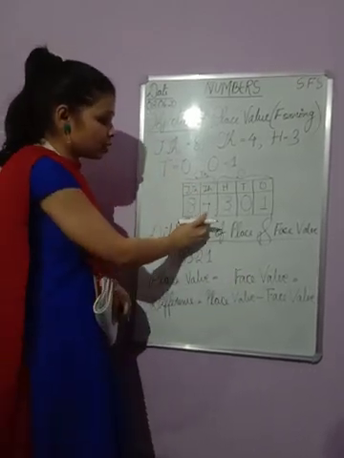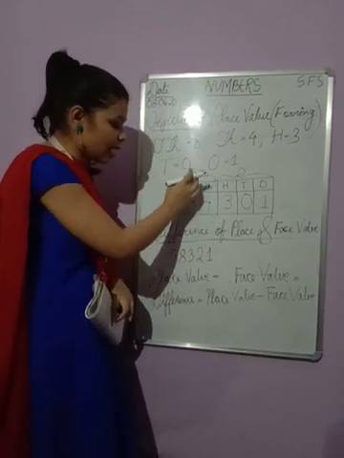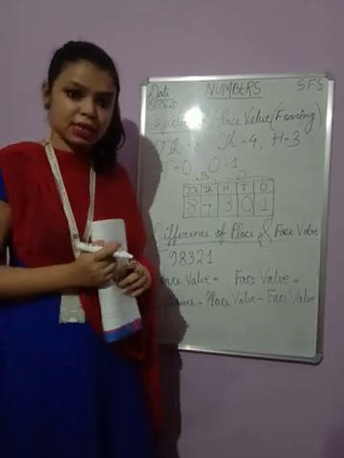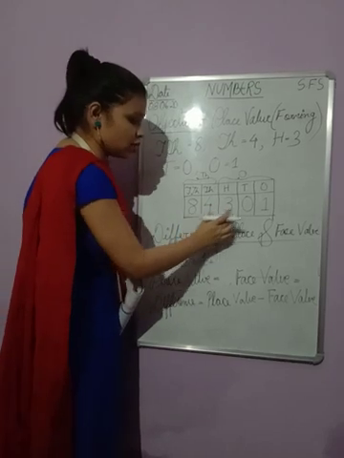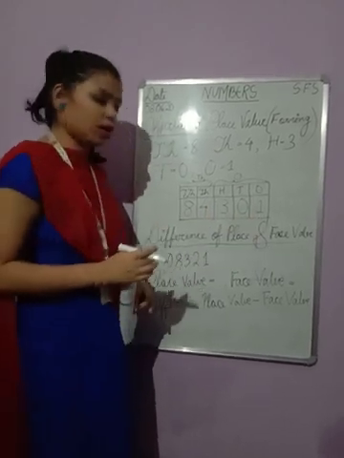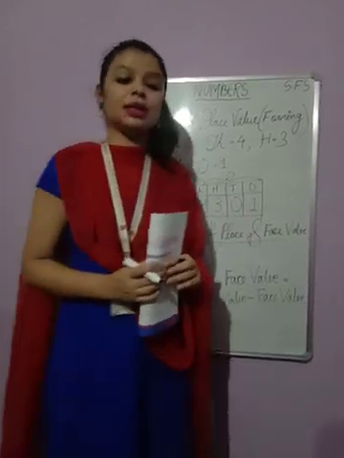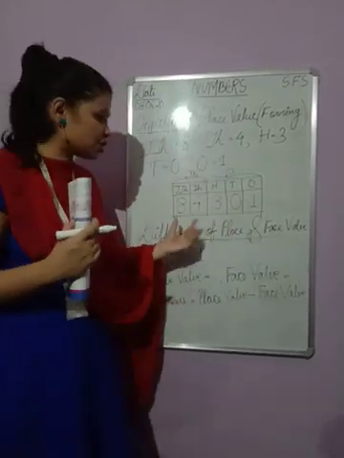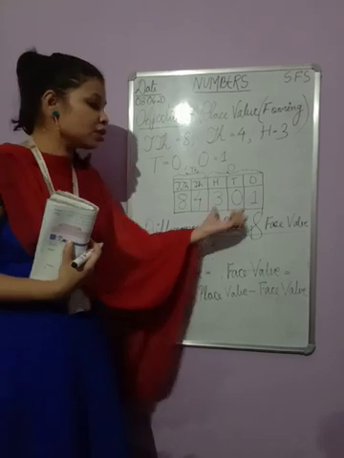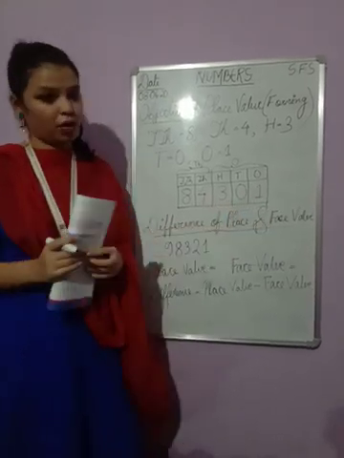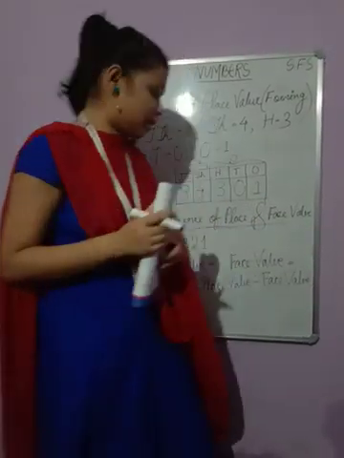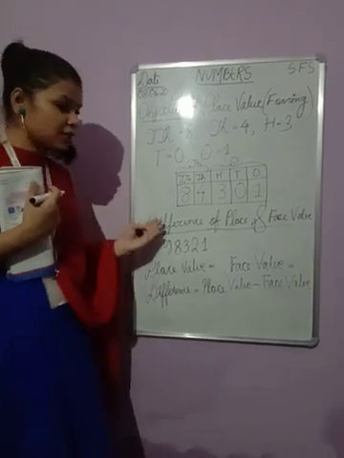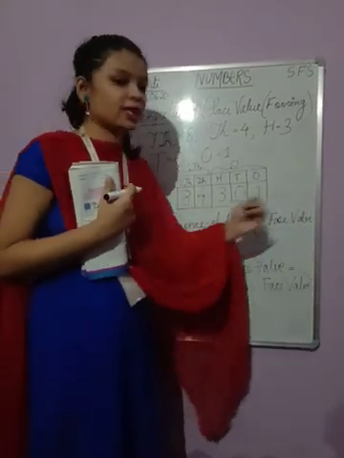So it will be, since 4 is in the thousands and 8 is in the 10,000s, so it will be 84,301. Alright, so you understood? This is how we place number on a place value chart, and the pronunciation is 84,301. Alright, so the next topic is we have to find the difference of place and face value.